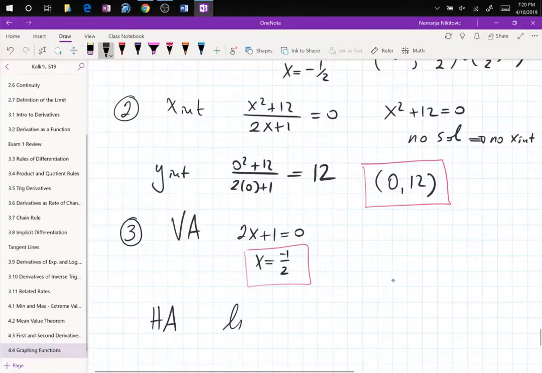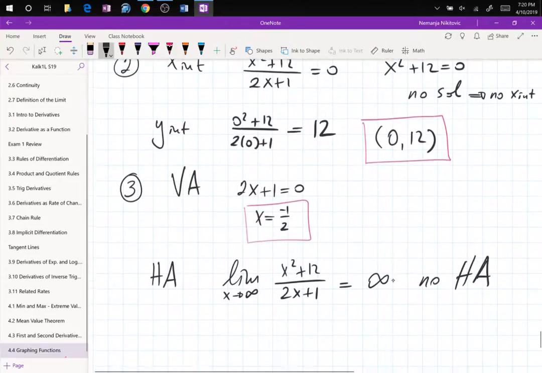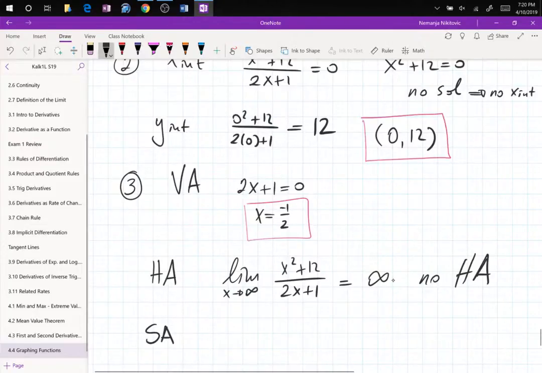How about horizontal asymptote? Well, for horizontal asymptote, you can take the limit as x goes to infinity of x squared plus 12 divided by 2x plus 1. If you divide by the highest exponent everywhere, what are we going to get? We're going to get infinity. So this is infinity, so no horizontal asymptote. Slant asymptote? Yes or no?